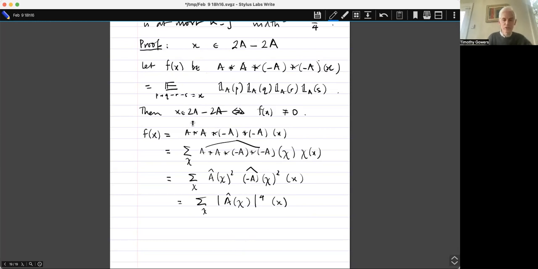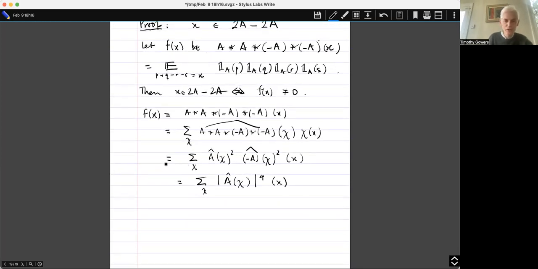And now we want to show that it contains a Bohr set. So in other words, we want to show that f of x is going to be non-zero for all x in some Bohr set. And I haven't defined the Bohr set yet, and here we go. So first of all, let K be the set of all characters chi in the dual group such that a hat of chi has size at least alpha to the 3 over 2.